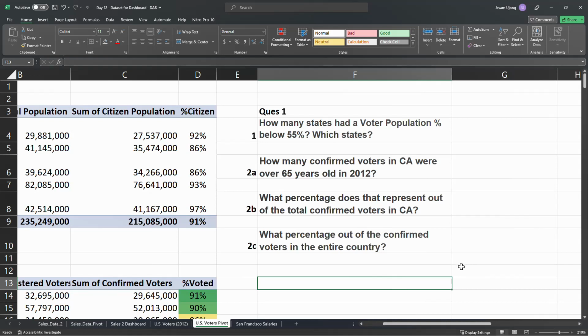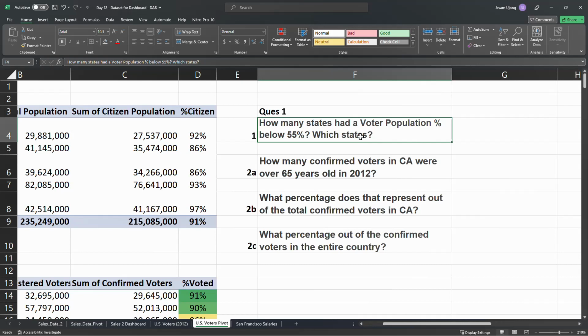So when questions come, you think through it before you attempt. First question is how many states had a voter population? Oh no, we've done this. Second, how many confirmed voters in CA were over 65 years of age?